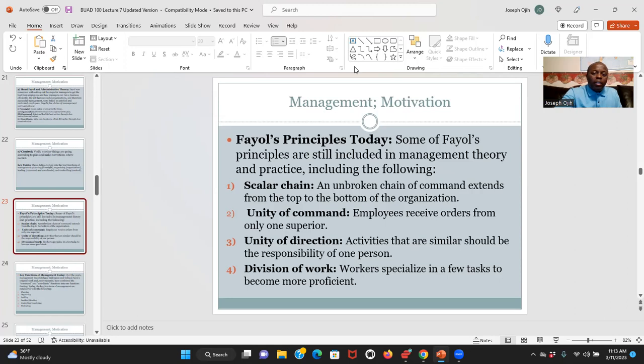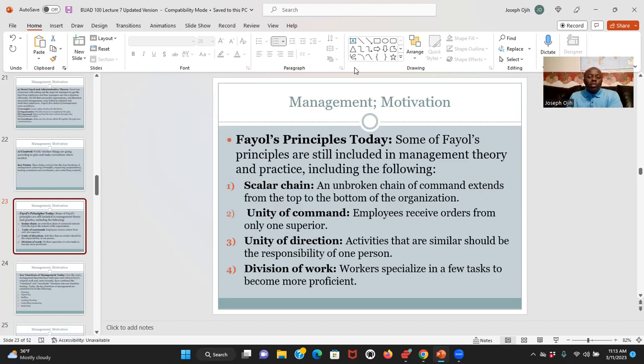Now, next one is the unity of command. Well, this means that employees should receive orders from one supervisor. That's why when you go to these different departments, you see the secretaries or the administrative assistants answer to one boss. So different departments have their individual bosses or managers, and they have employees that report to them. That is what unity of command is: the employees receive orders from only one supervisor, so that they won't get confused.